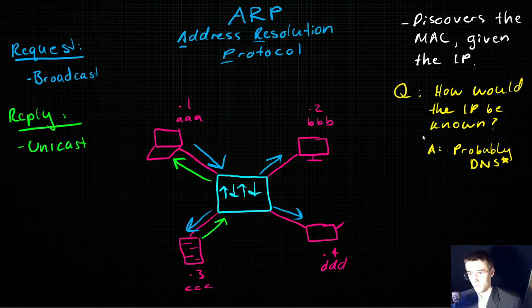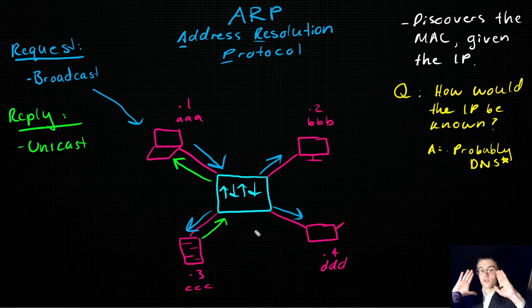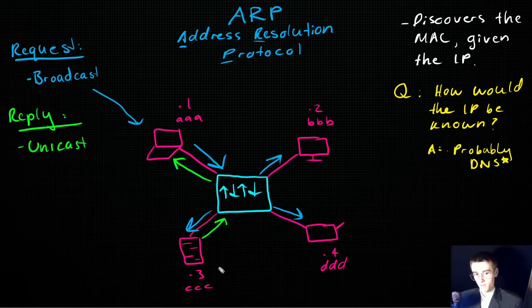Here's the ARP request, right? It's this color, and it comes into the switch, and it gets broadcasted out to everyone. That makes sense, right? We don't know the MAC, so we're just going to say everyone who has the IP address .3, broadcast. Now, .3 gets this, and it sends an ARP reply.